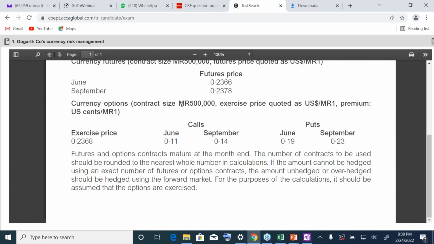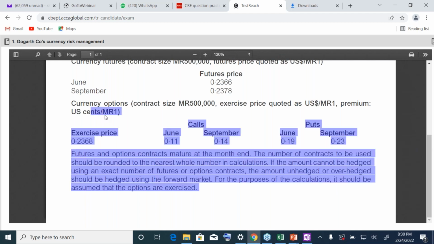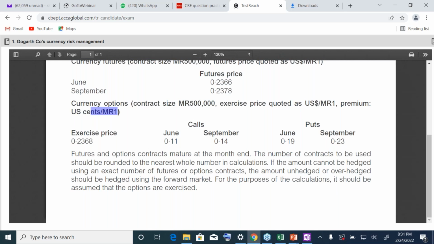Currency option contract size is given as 500,000 MYR. Quoted price is dollar over MYR, and premium is given in cents over MYR. Cents over MYR means you have to divide by 100.